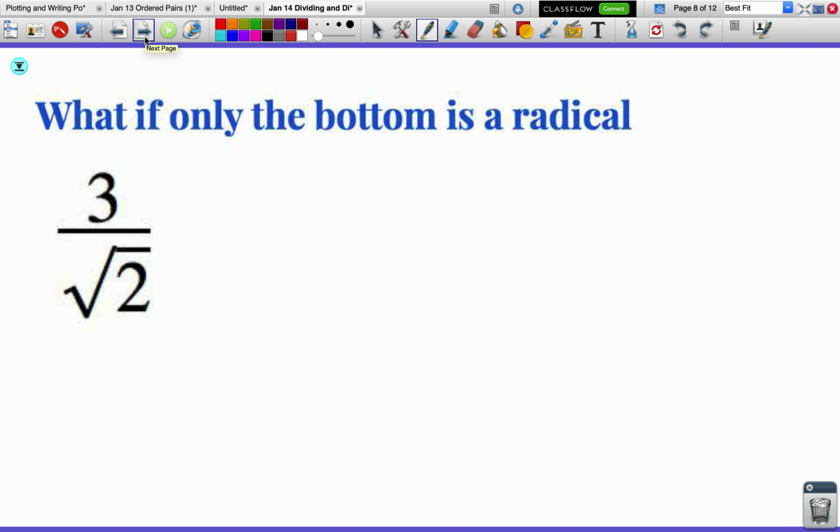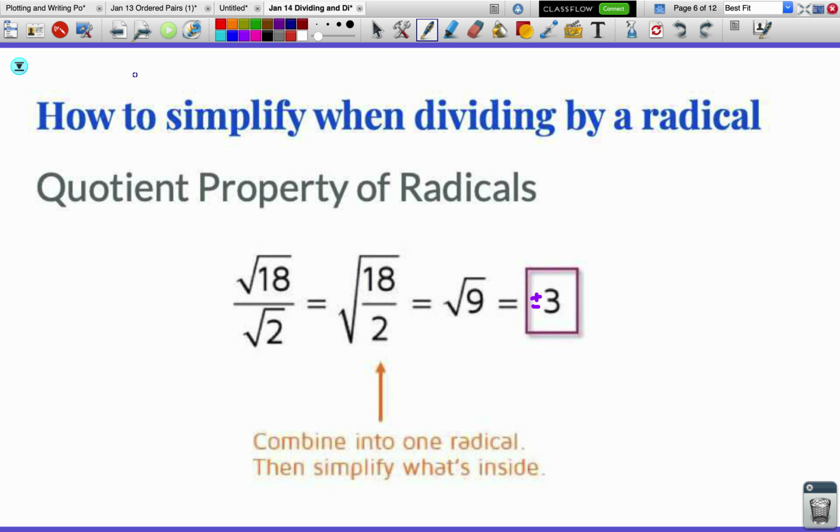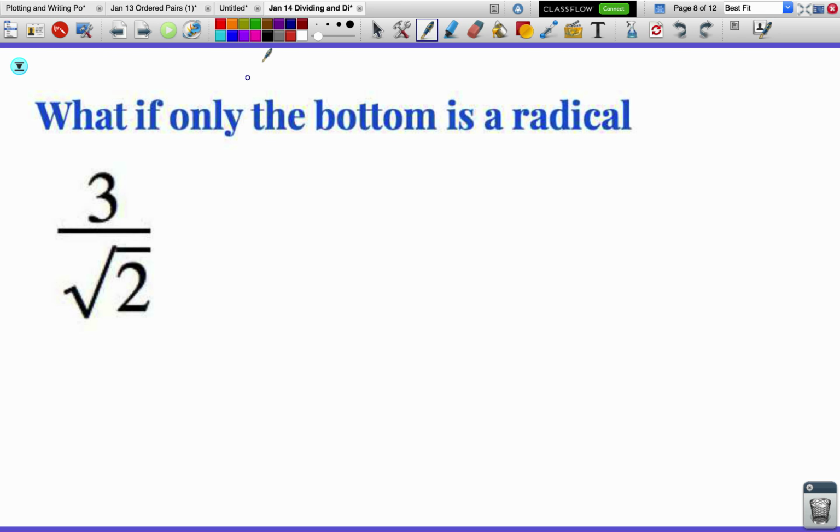All right, so what if only the bottom is a radical? We cannot use that property, the quotient property of radicals, to simplify this. So what we'll do is we will multiply by a form of 1. We'll multiply both the top and the bottom by the square root of 2. Because what we're doing to the bottom, we're doing to the top, we're not changing the value of this fraction. If we plug this into our calculator, we're still going to get the same decimal, but we're going to achieve our goal of having no radicals on the bottom here.